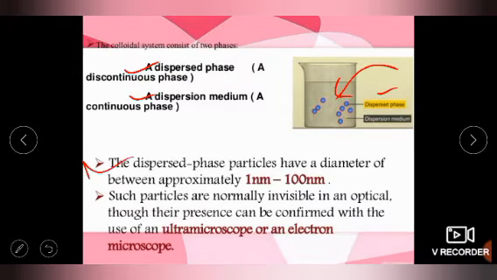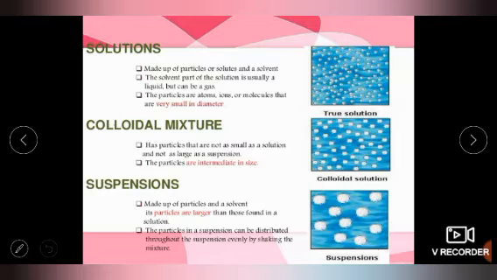Dispersed phase particles have a diameter between approximately 1 nanometer to 100 nanometer. This is very important. In colloids, the dispersed phase, the solute particle or the material which is going to be dispersed, is between 1 nanometer and 100 nanometer. Such particles are normally invisible optically. We cannot see them with naked eyes. We need to use an ultramicroscope or an electron microscope to see those particles.